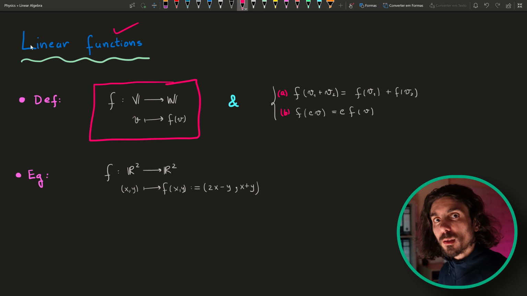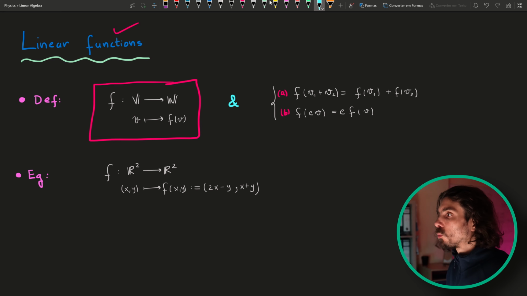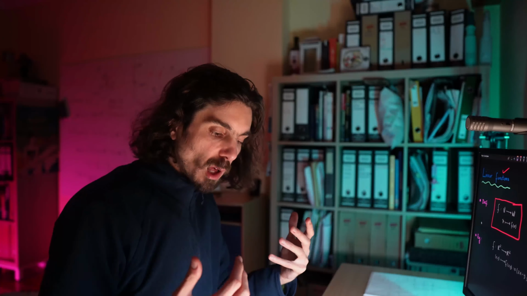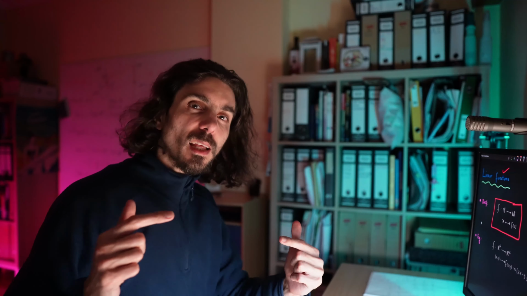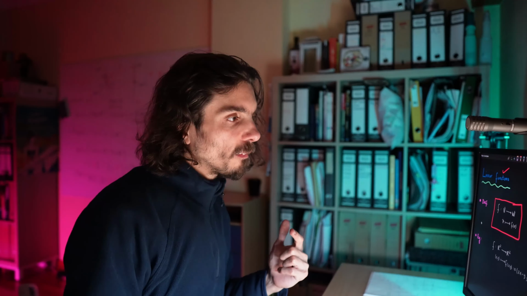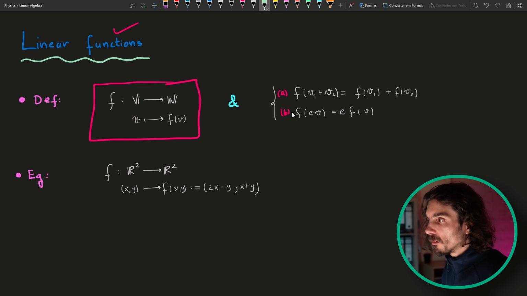But what about the word linear? We are talking about linear functions. And when we speak about linear functions, we want a very specific kind of connection between the elements of the domain and the codomain. Specifically, we want a connection in such a way that these two rules, A and B here, are verified.